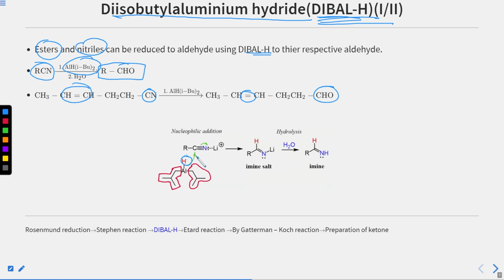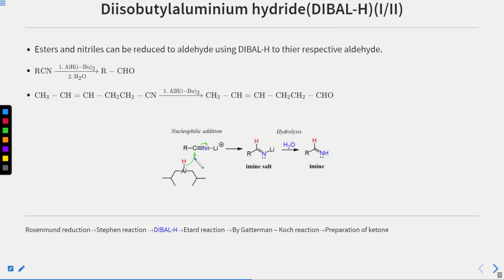Now how does this mechanism go? Very simple. It has a hydrogen, a hydride. So the hydride attacks this electrophilic center, because this nitrogen is more electronegative. It has a delta negative, and the carbon a delta positive charge. Now one more advantage, as I have told you, is that this has a power of chelating.